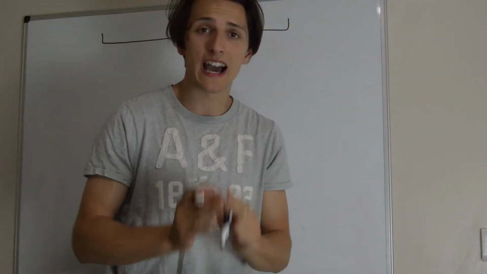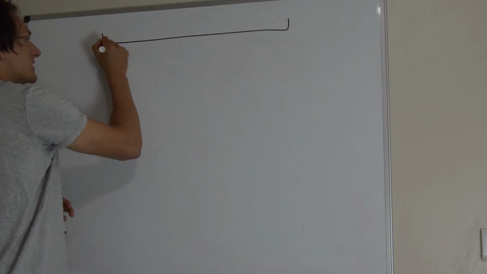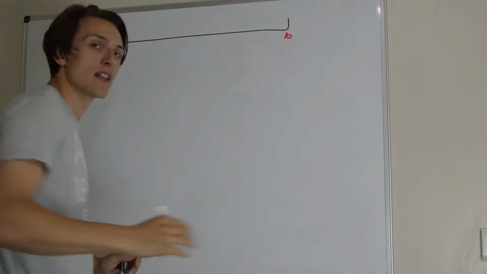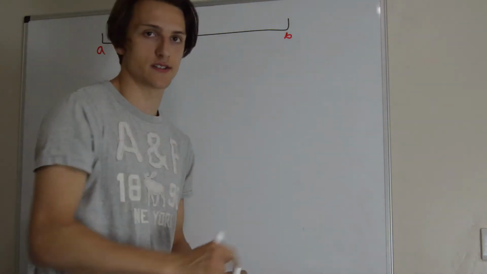Everybody, today we're going to be looking at a visual proof of the Bolzano-Weierstrass theorem. Okay, so what does it say? It says that if we have a bounded sequence, let's say bounded by A and B, then there exists a subsequence within that sequence that converges.